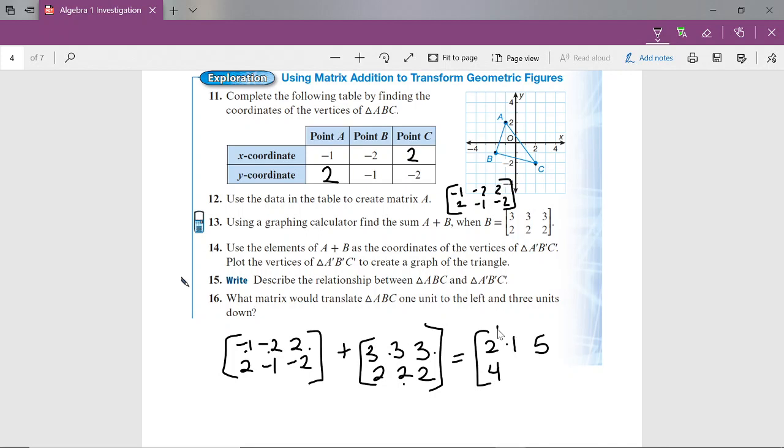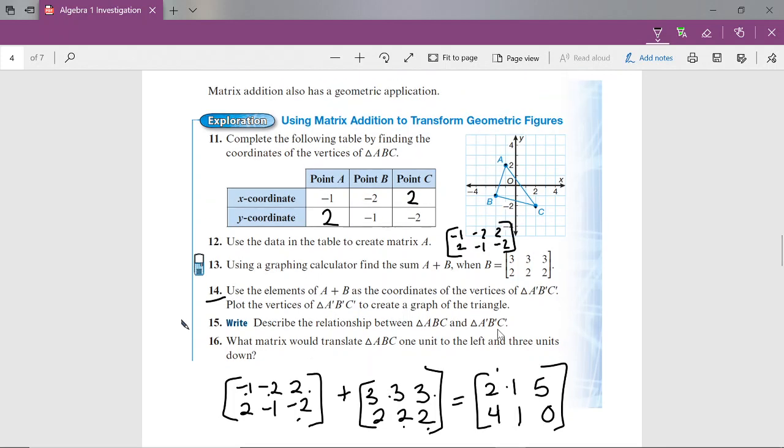-1 plus 2 is 1. And -2 plus 2 is 0. So all of those corresponding spots, we add them together to find the sum here. So we get a 2, 1, and a 5, 4, 1, and 0. Now use the elements of A plus B as the coordinates, I'm looking at number 14, of triangle A prime, B prime, C prime. Plot them.